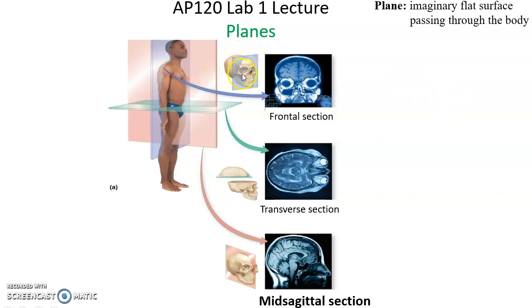Frontal section gives you a plane. Frontal plane gives you a front and a back piece. Here's the frontal section that you would see. So we can see the brain, the eyeballs, nasal cavity. Then we have a transverse section.